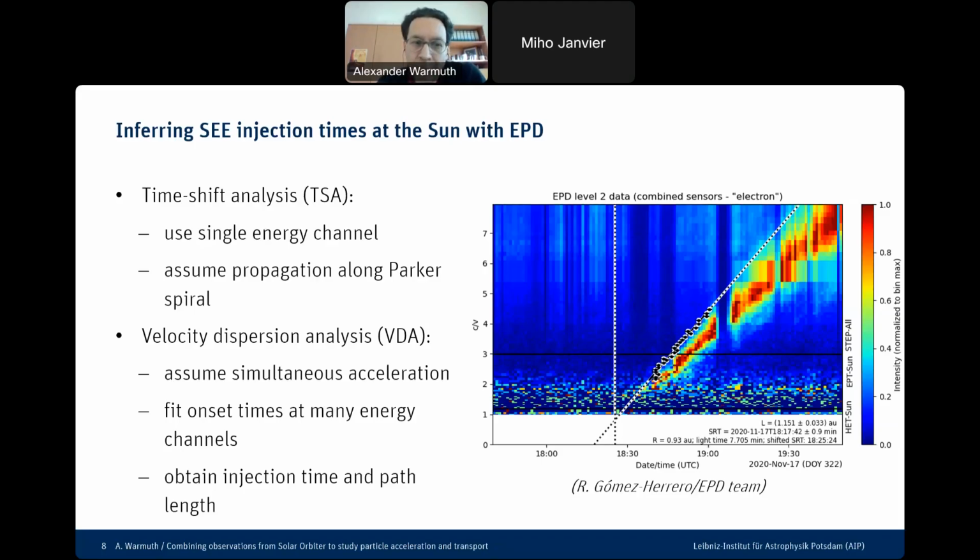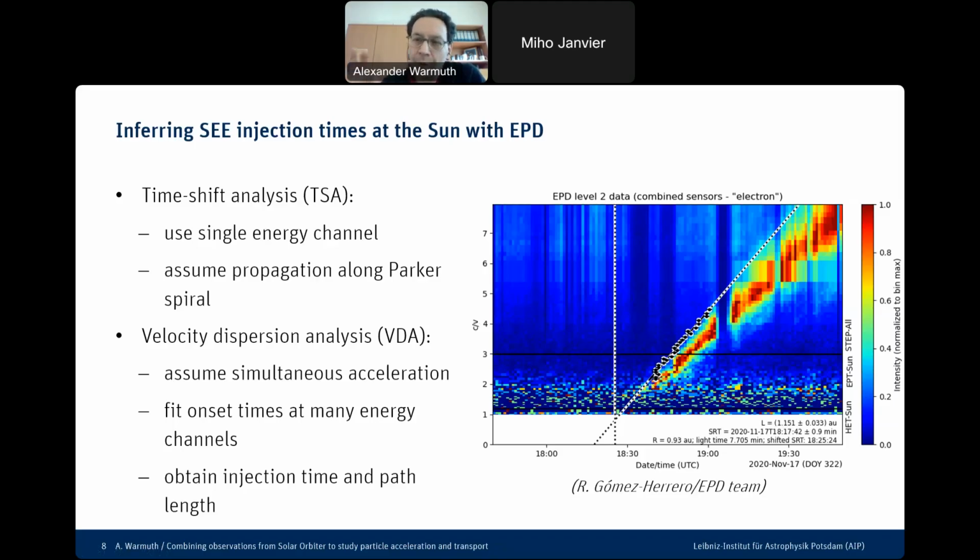Therefore, if possible, we do the velocity dispersion analysis. There is a significant number of events where we see that the energetic electrons arrive earlier than lower energy electrons. This is a spectrogram from EPD plotted as inverse speed. So high energy particles are down here, low energy electrons up here. And you see the high energy ones are arriving first.